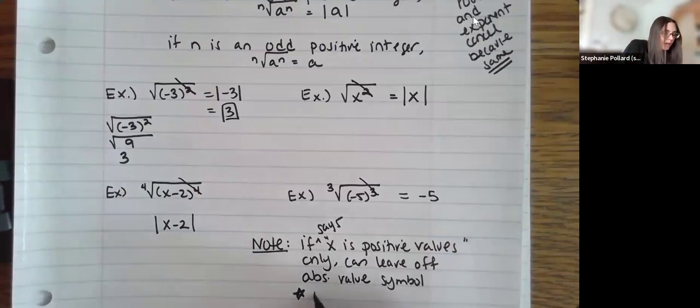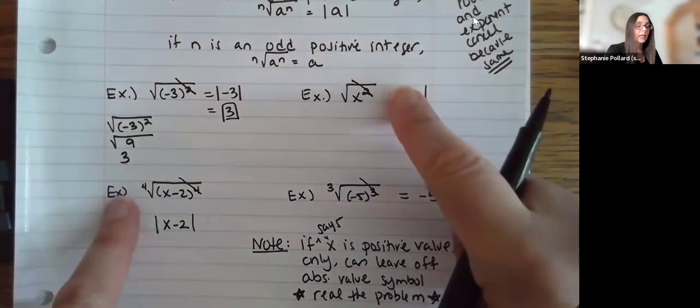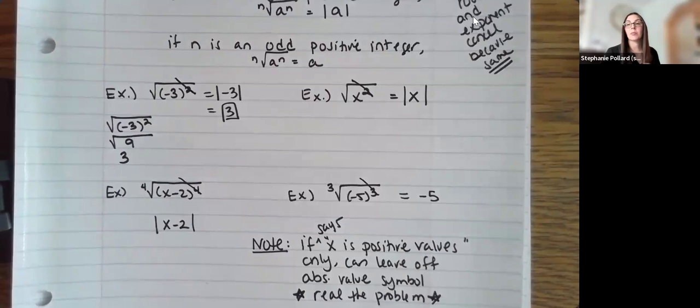So the big thing here is read the problem. Sometimes we do see that, and I don't want you to get confused and say, well, how come we do it sometimes and not the other times? If it doesn't clarify what values x can be, then you would need the absolute value symbol for any of those even powers here. But if it does clarify that x is positive, then we do leave it off in that case. So that does happen quite a bit. So it's something to just watch out for.